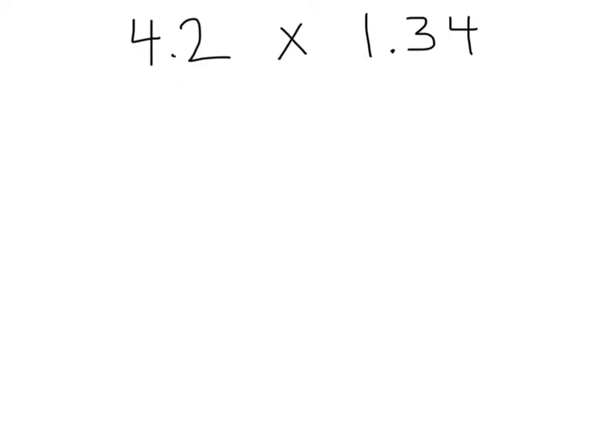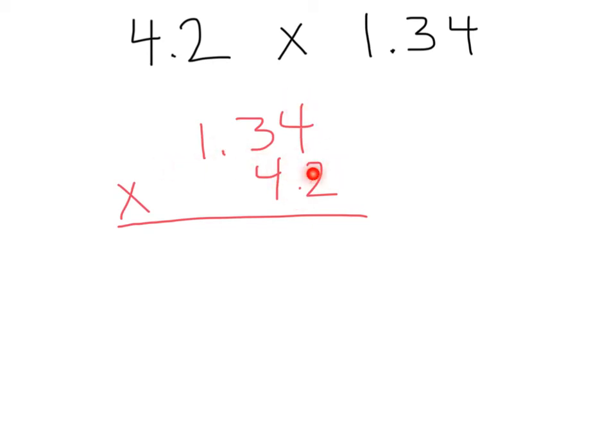Let's do another example. Here we have 4.2 times 1.34. Now, when setting up these multiplication problems, it's always a little easier to put the one with more digits on top. So this has 3 different digits while this only has 2. So I'm going to put 1.34 on top and 4.2 on the bottom. Notice my decimal places, again, they don't have to line up. We just shove everything as far right as it goes and line the digits up accordingly.